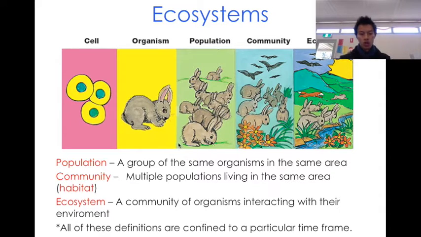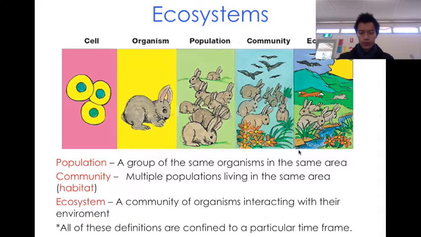Now, the word community in biology is used to define multiple populations of different species living together. So in our little picture here, you've got the community being the rabbits, the birds, and also the grass and the flower here. Now this is an animated diagram, so I don't know how accurate it is, but there are 3 sets of populations in this particular community. And then the ecosystem is all of those particular populations interacting with their environment.